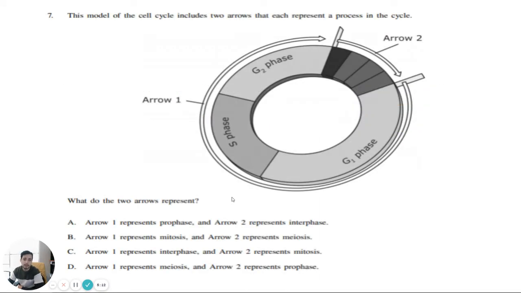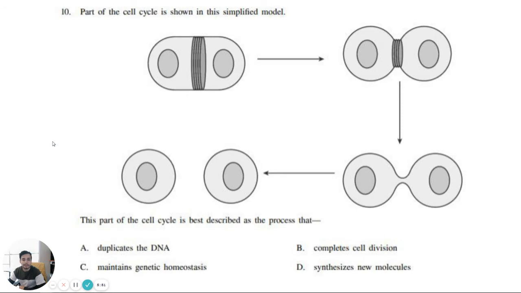Next one. The model of the cell cycle includes two arrows that each represent a process in the cell cycle. What do the two arrows represent? So we look at arrow 1. Arrow 1 is the longer part of the cell cycle. We have arrow 2, which looks quick, okay? So we always know that preparing to divide takes a lot longer, making sure that everything's correct, all these checkpoints, and the actual division doesn't take that long. The only one it could be is arrow 1 is interphase, arrow 2 is mitosis, okay? Interphase always takes longer, maybe hours, days, depending on what type of cell it is.